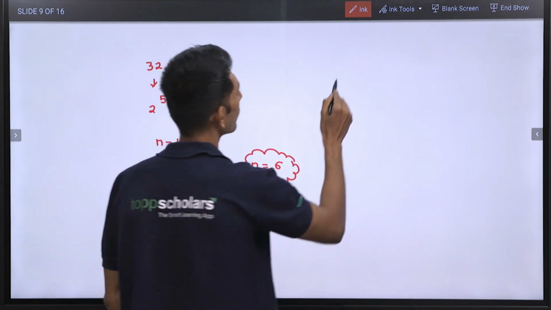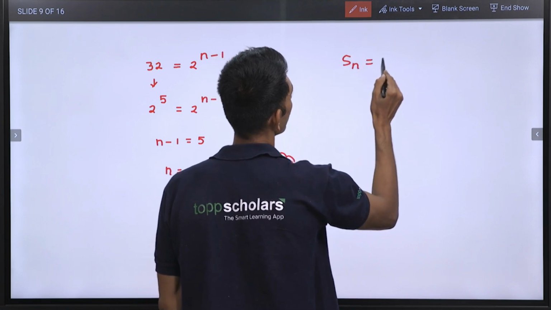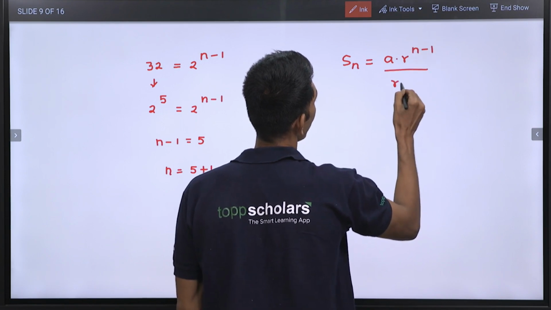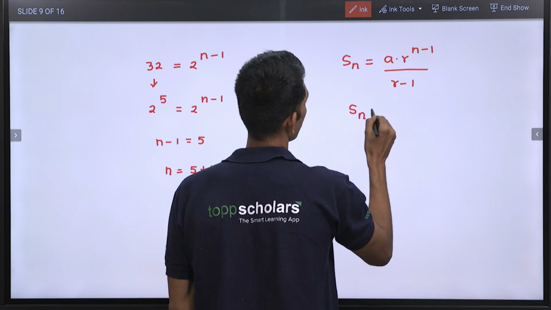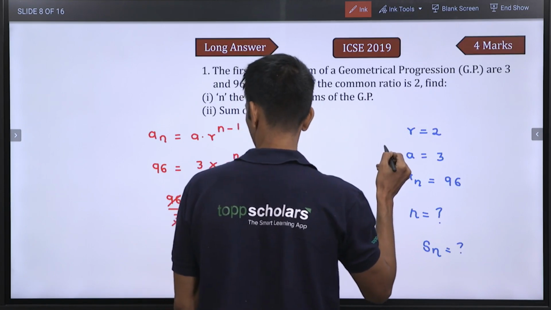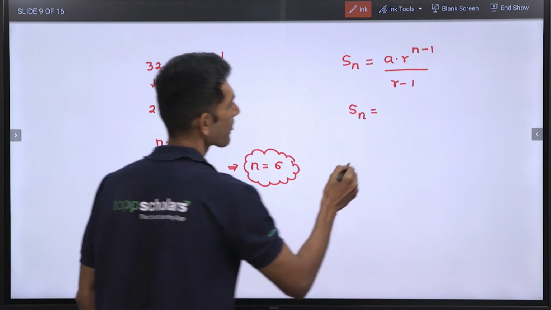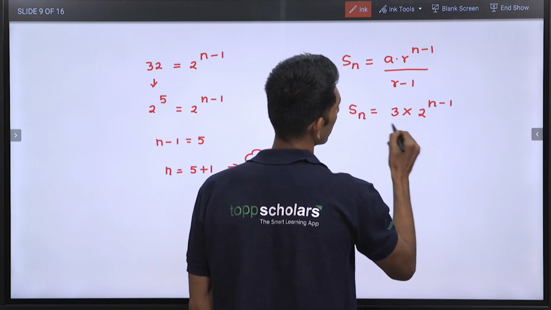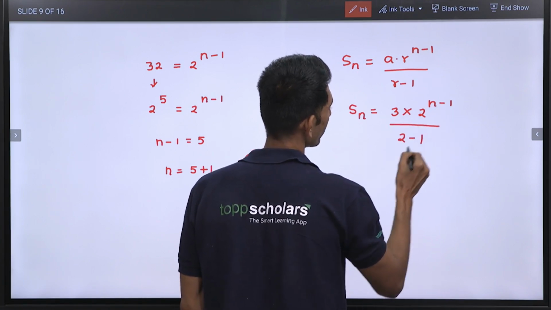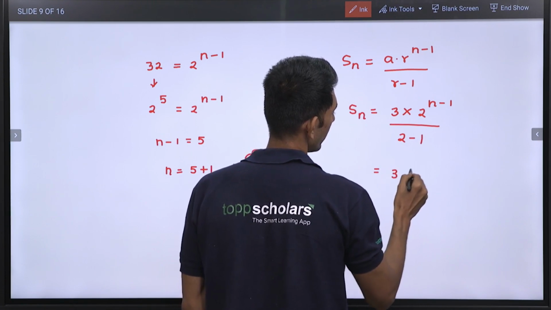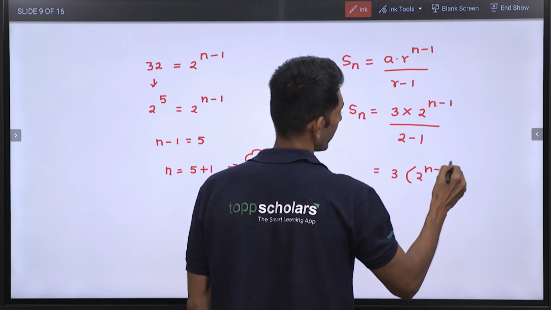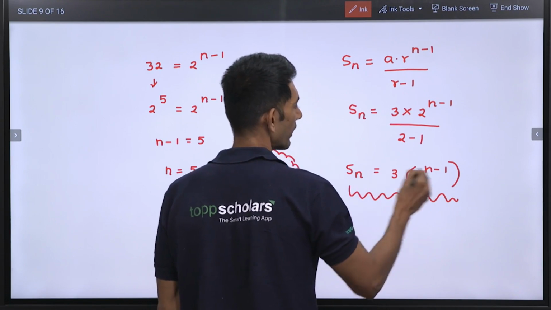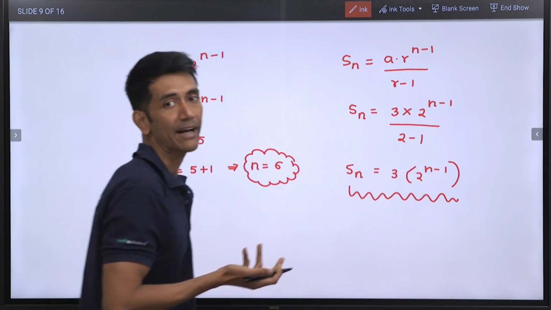Now let us write down the formula. What is the formula for Sn? Sn is equal to A into R raised to n minus 1, divided by R minus 1. So Sn will be equal to A, and A, as we know, is 3. So 3 into 2 raised to n minus 1, divided by R, R is 2, so 2 minus 1, that is equal to 3 into 2 raised to n minus 1. That will give your Sn. So if you want the sum of the first 5 terms, put 5 here. Sum of the first 10 terms, put 10 here, and so on.